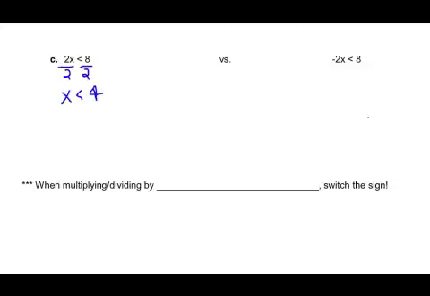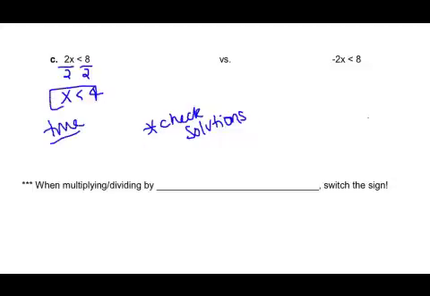It's very important that you check your solutions. So if we plug in a value for x, a number that is less than 4, let's try 3. If we plug in 3, 2 times 3 is 6, and 6 is less than 8. So therefore this is a true solution. So x is less than 4.